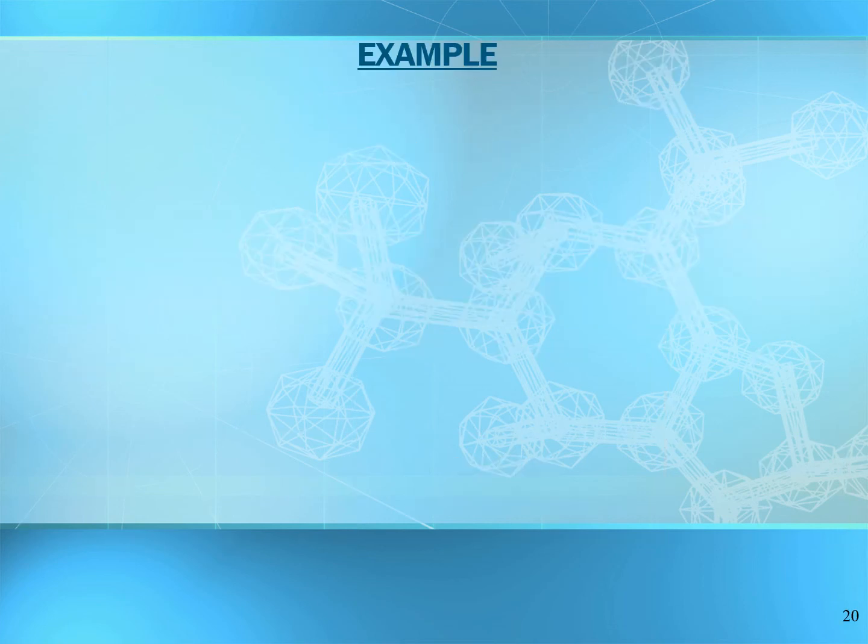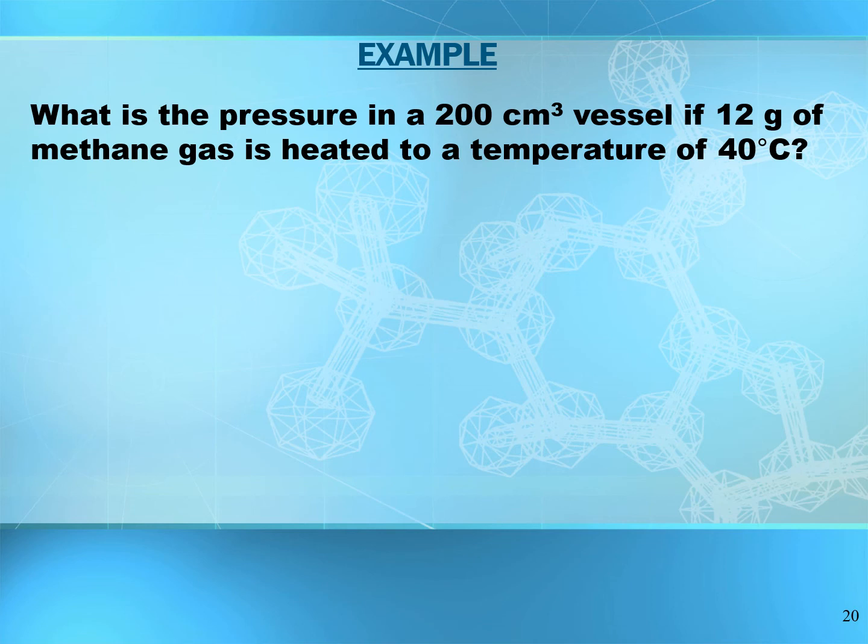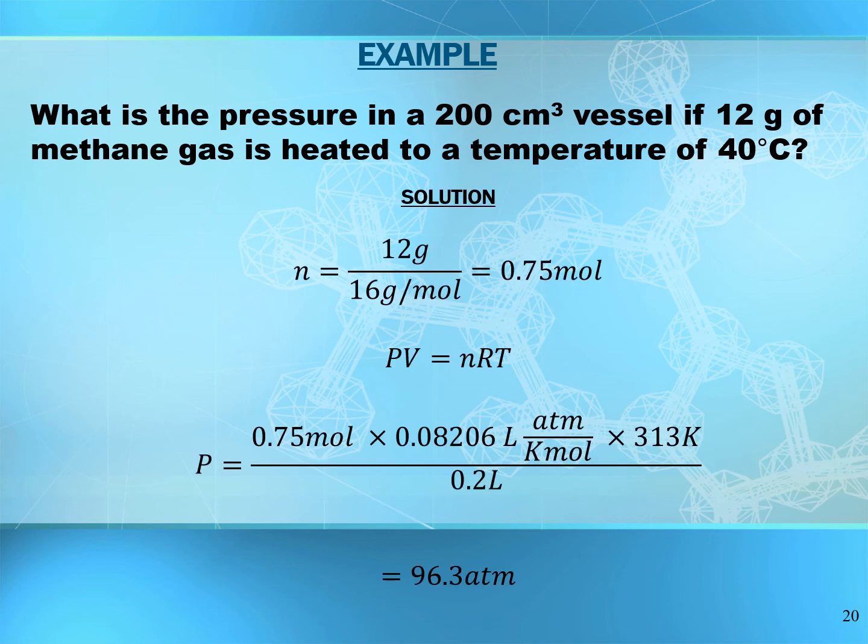This is an example of a question that relates to the ideal gas equation. The equation used here is PV equals nRT.